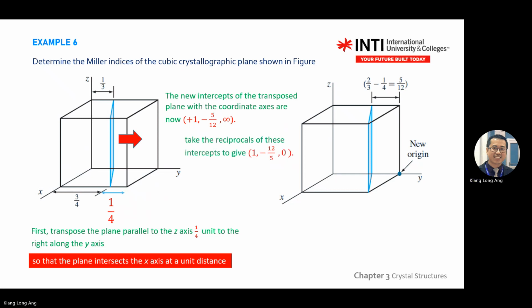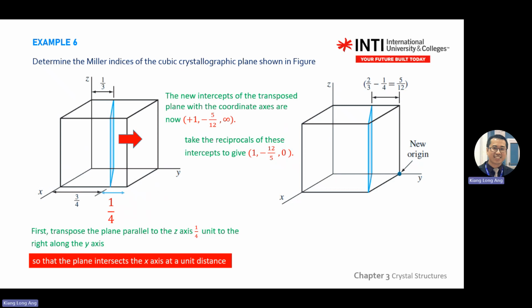Okay. Then after that, you flip the number. This is the position. Then you flip because you want to find the Miller indices. So you flip the number. 1, you flip, you still get 1. And this one, remember, it's still negative. You flip, you still get negative, but 5 goes to the bottom, 12 goes to the top. Infinity, you flip, you get 0.